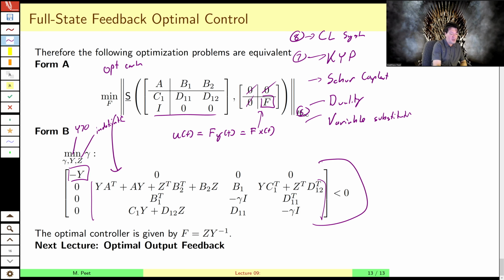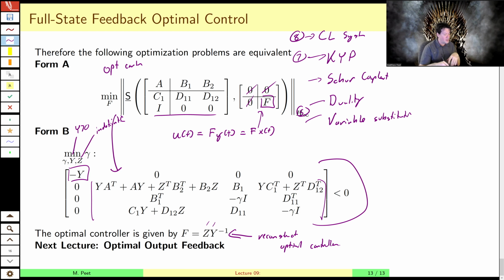Once you solve this LMI, you can construct the optimal state feedback controller using your variables z and y. Because y is positive, it's invertible, and so we just construct f equals zy inverse. So we've now solved relatively directly the H infinity full state feedback optimal control problem.